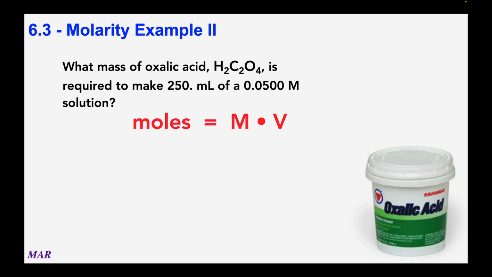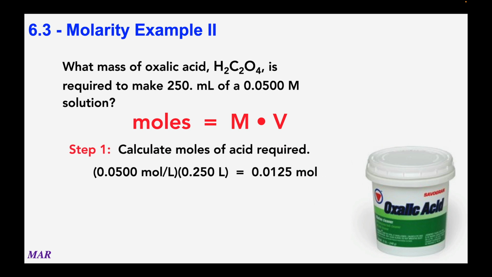Molarity is moles over liters. So moles over liters times liters will give you moles. And that's what we're going to do on this problem. We're going to solve for the moles of oxalic acid that we need. That's going to be molarity times the volume in liters. And from the moles, using molar mass, you can find the grams of oxalic acid needed. Now remember, it's 1,000 milliliters per liter. So in this case, 250 milliliters is 0.250 liters.